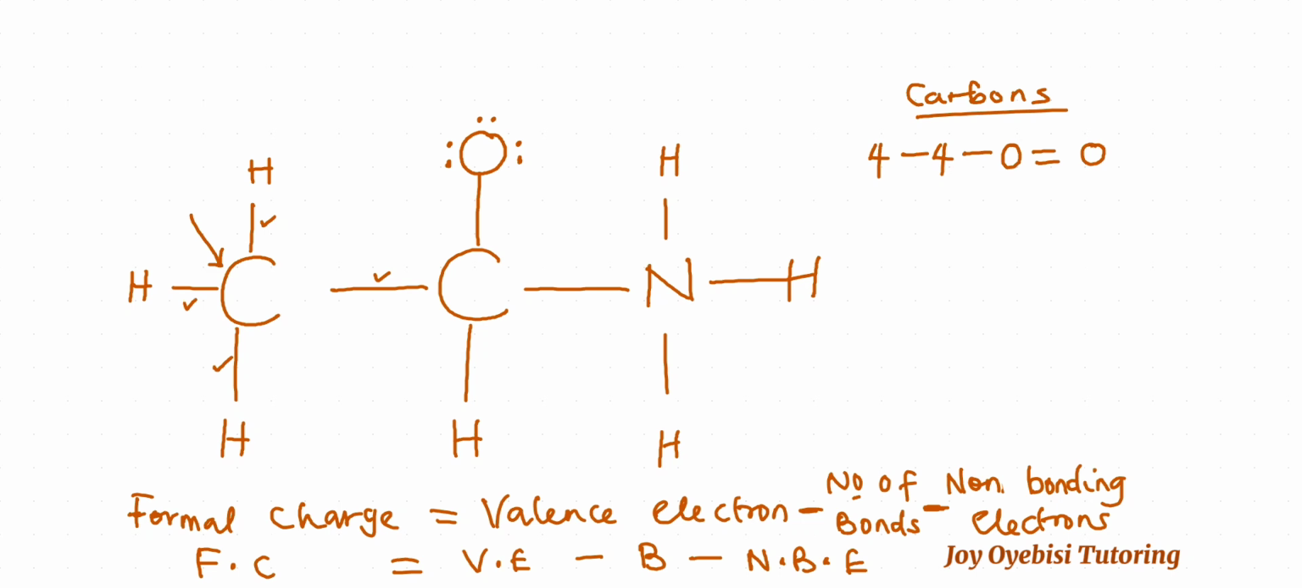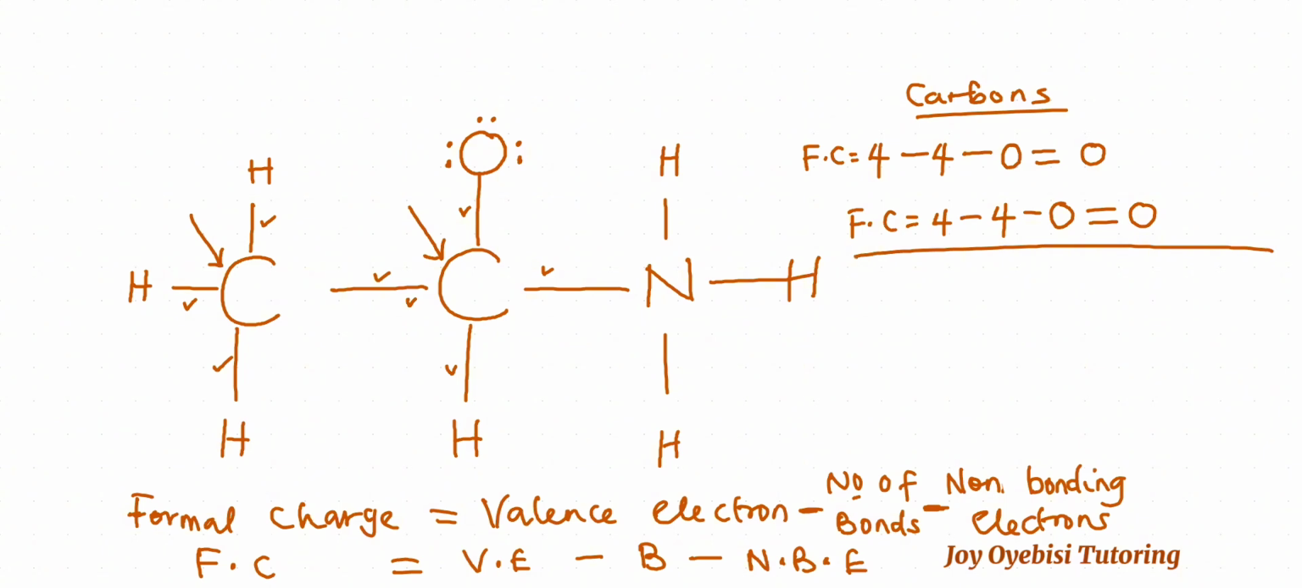This second carbon, we do the same thing. So you have 4 valence electrons minus, here you have 1, 2, 3, 4 bonds. Again, there are no lone pairs or electrons on that carbon. So therefore, that is going to be 0. So if you do 4 minus 4 minus 0, that gives us 0 again. We're done with carbon. No charge on carbon.